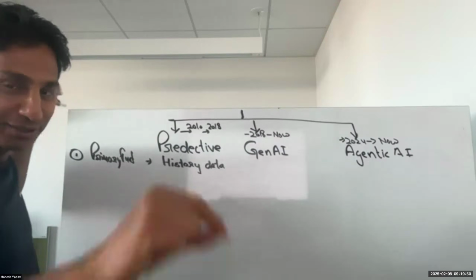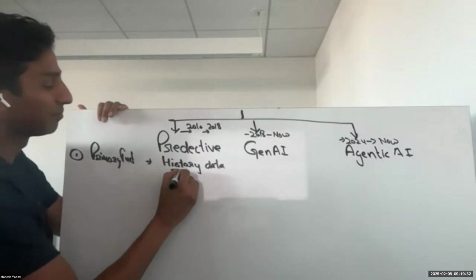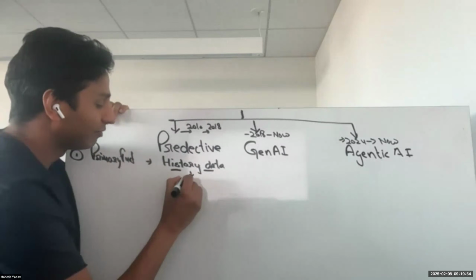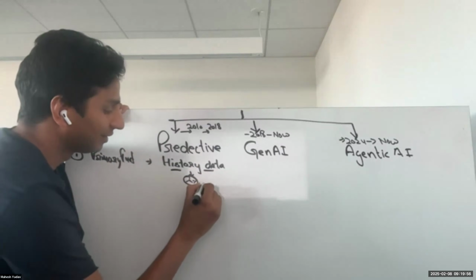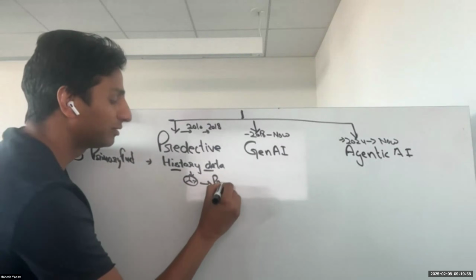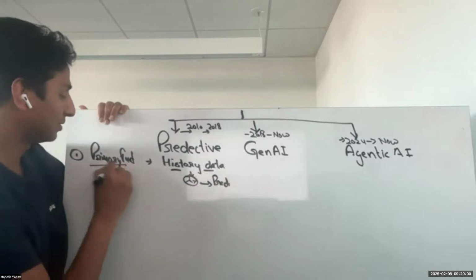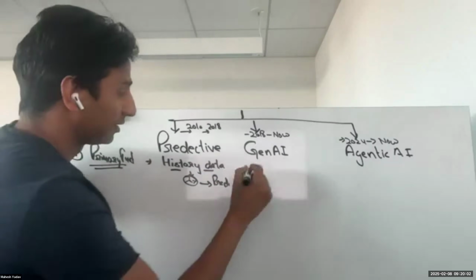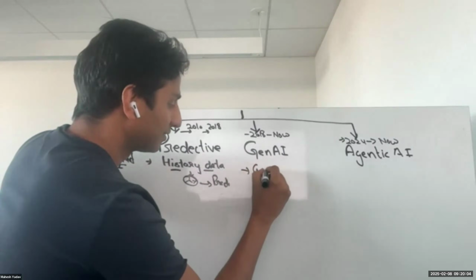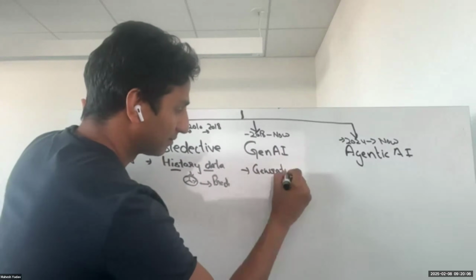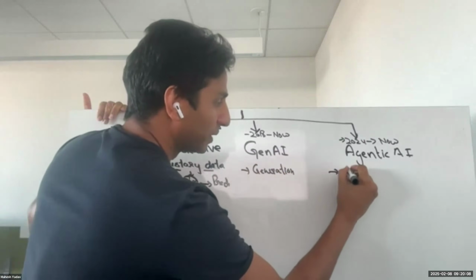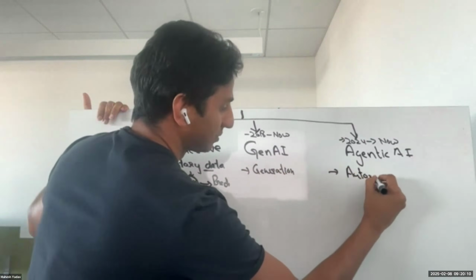Thank you very much. That was very helpful. This one, based on historic data, finds patterns and then makes predictions for the future. Stock data. This does generation. This does automation using tools.